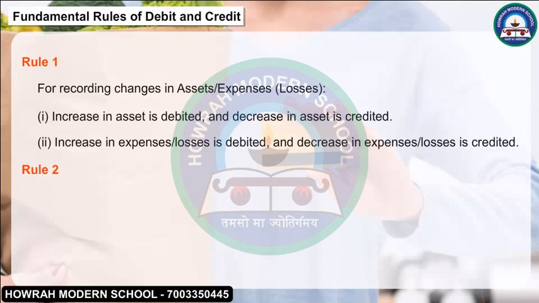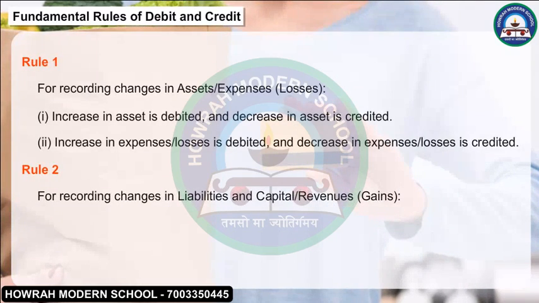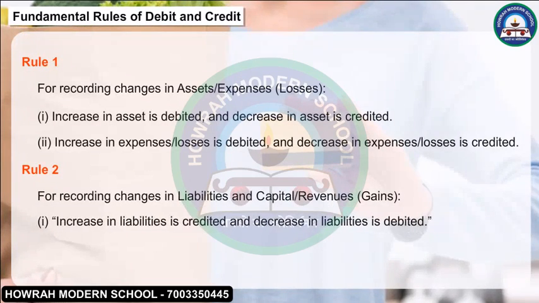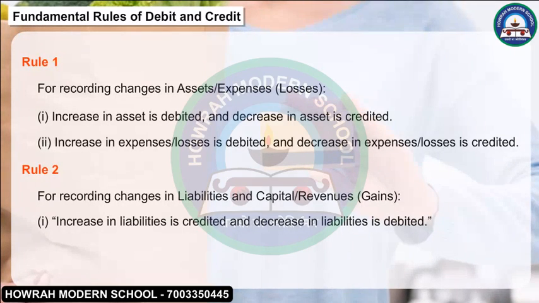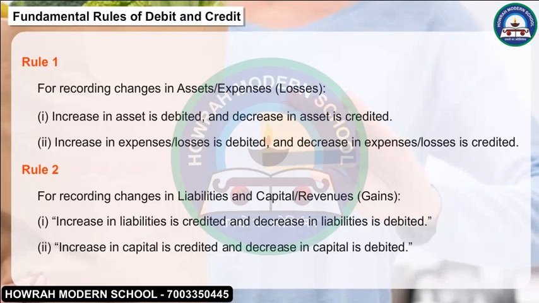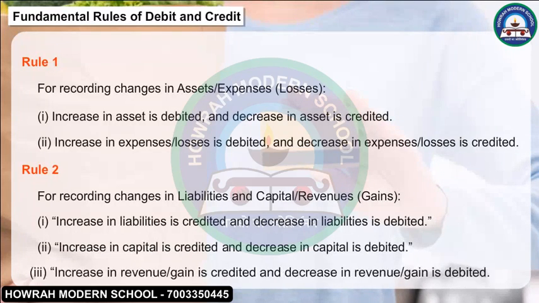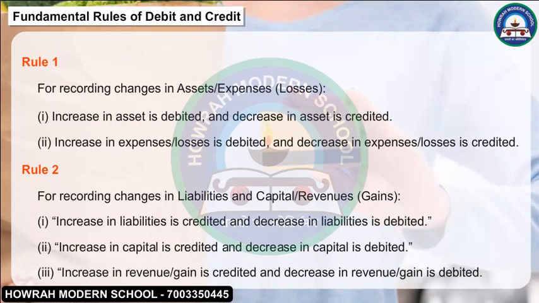Rule 2. For recording changes in liabilities and capital or revenues and gains: 1. Increase in liabilities is credited and decrease in liabilities is debited. 2. Increase in capital is credited and decrease in capital is debited. 3. Increase in revenue or gain is credited and decrease in revenue or gain is debited.